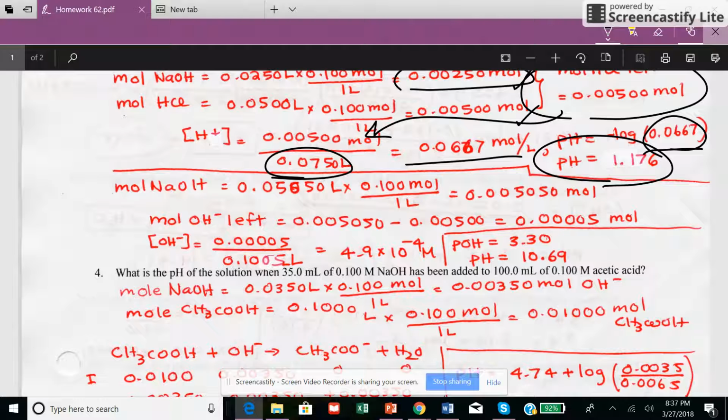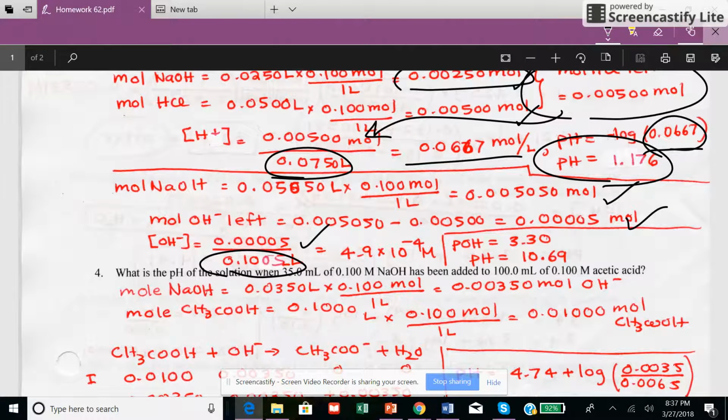Okay, like went beyond the equivalence point. So now hydroxide becomes the excess reactant, and then this is what you have left at the end. You don't have any H plus left. So divide the concentration of the hydroxide by the total volume.